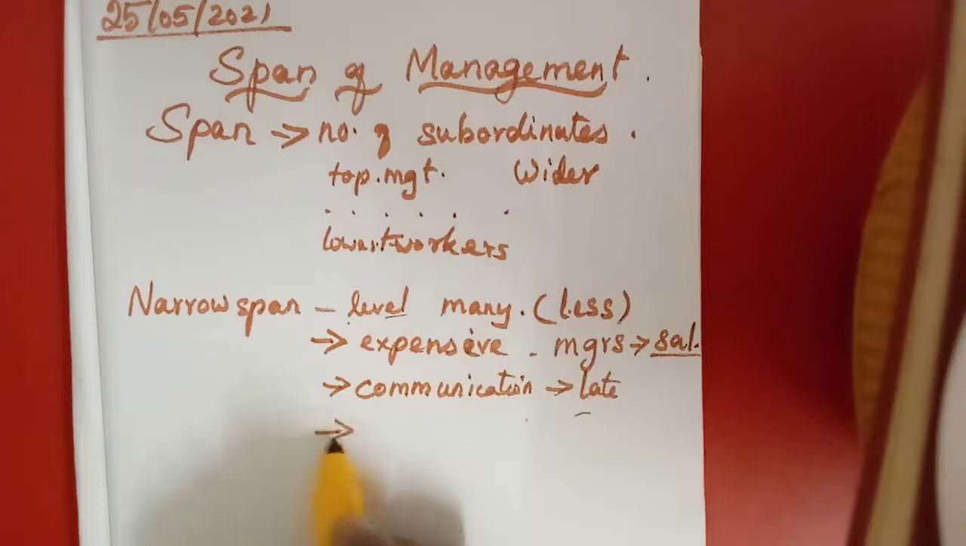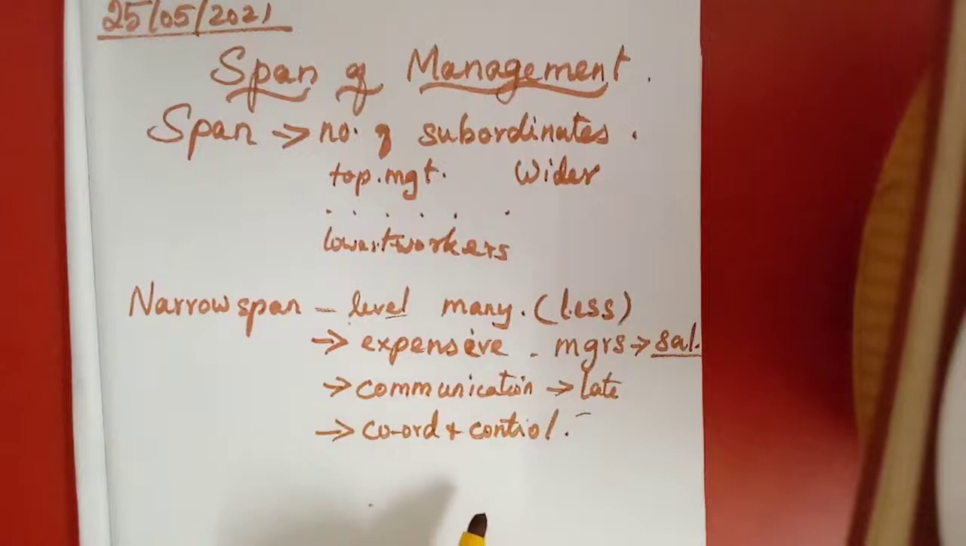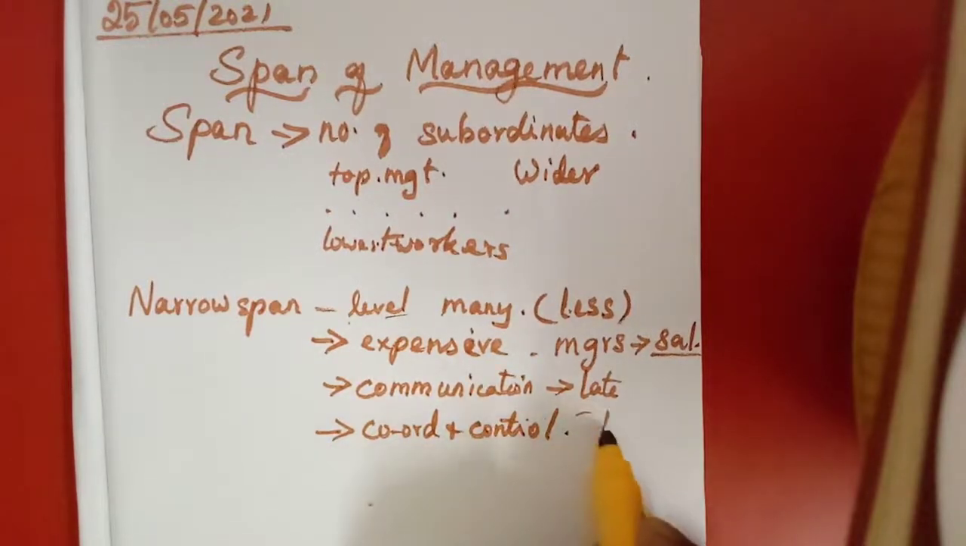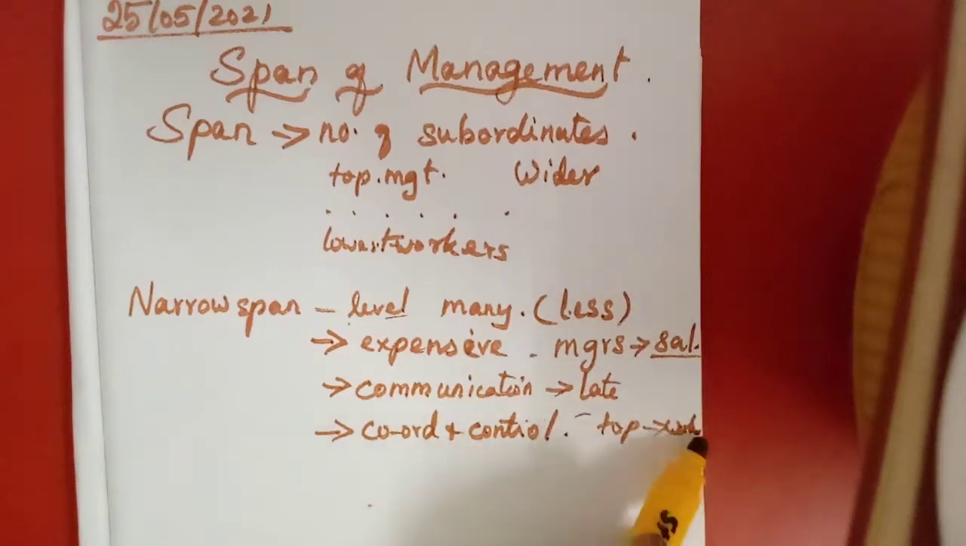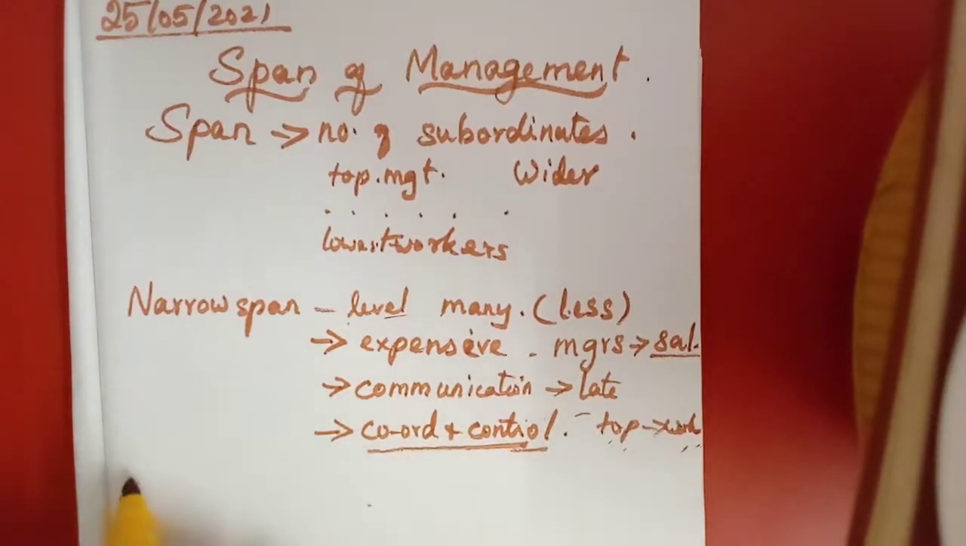Then it is difficult to coordinate them. There is lack of coordination and control, because from the top level managers to the lowest level workers, the top management may not know anything about the lower level workers, since they will know only their immediate subordinates. So it will be very difficult for them to have control till the last end of the hierarchical order.